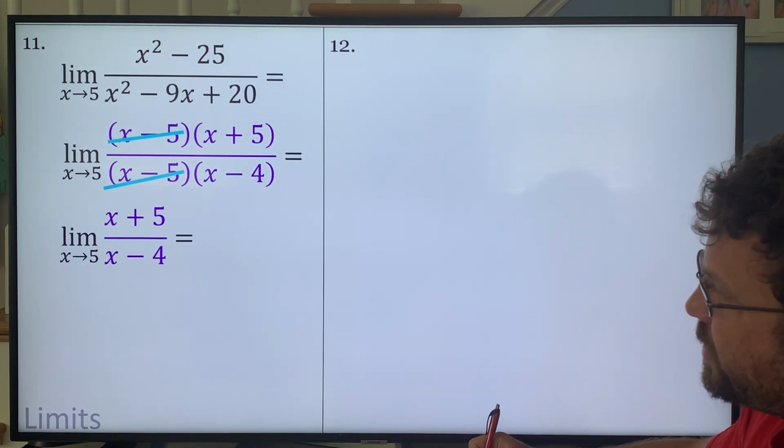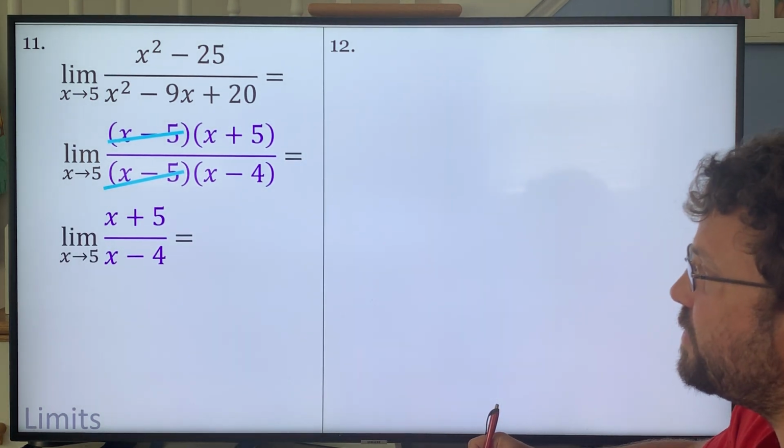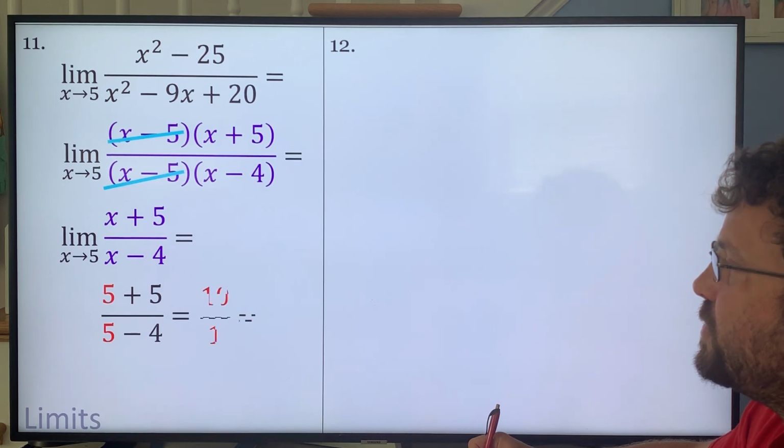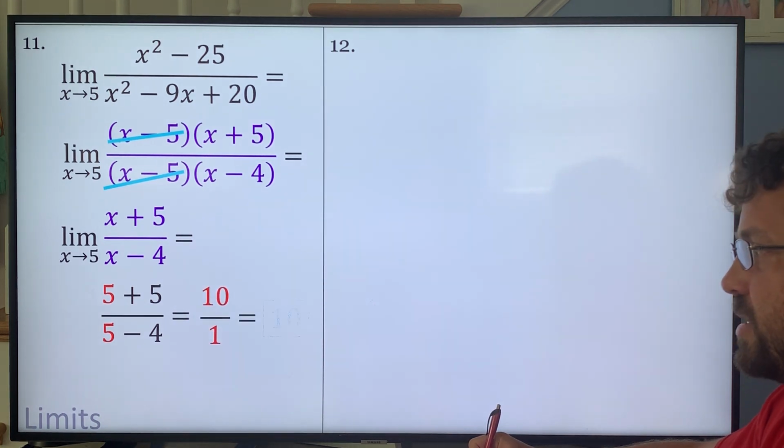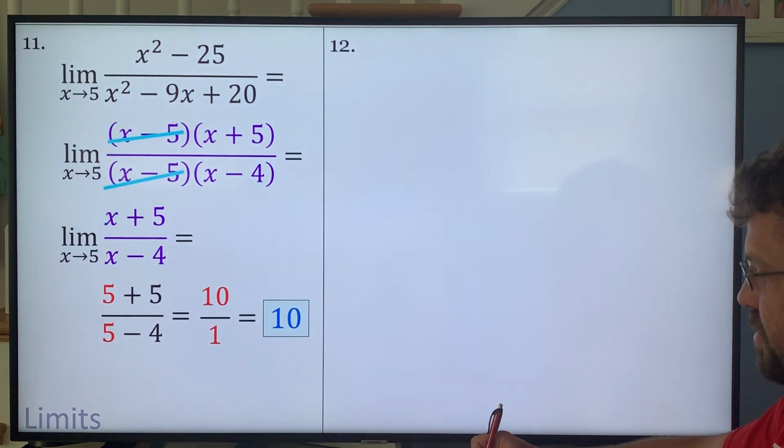X plus 5 over x minus 4. Now you can plug in your stuff. 5 plus 5 over 5 minus 4 is 10 over 1, which is 10. All right, number 12.